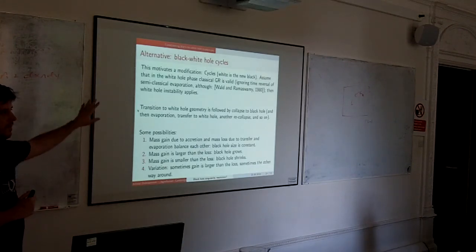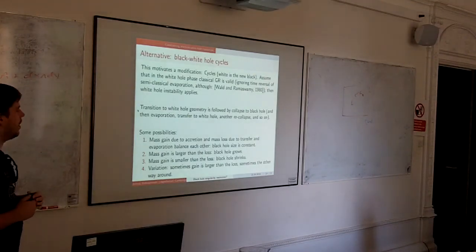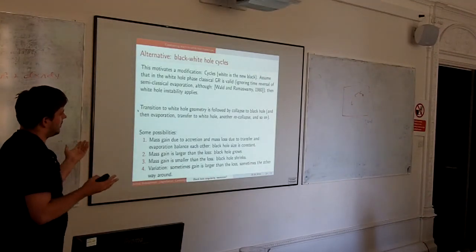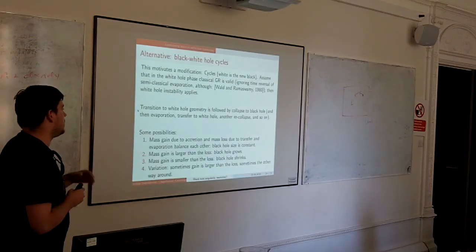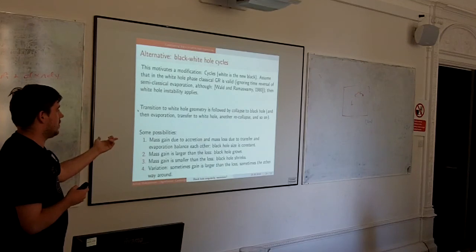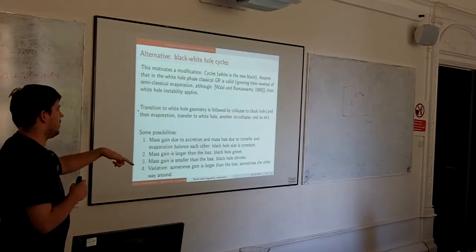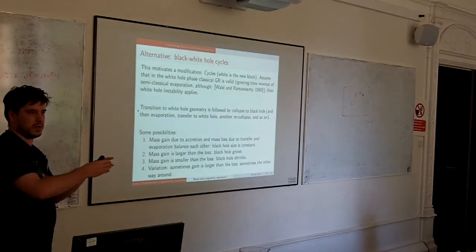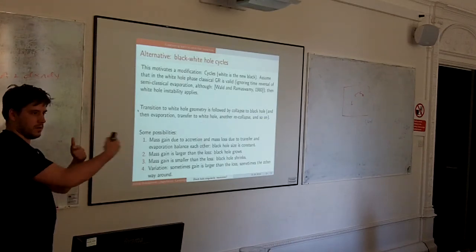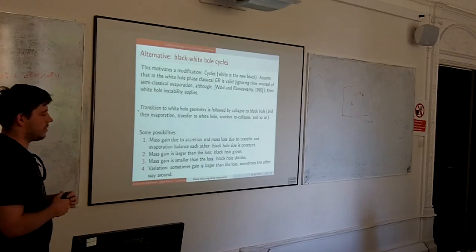So if you grant me the right to apply classical GR in the white hole phase, I could sort of tell you what are some possibilities of what the future evolution of the system looks like. So perhaps mass gain due to accretion and mass loss due to evaporation, and perhaps the transfer, which is all the matter which escapes from the black hole before the accretion becomes strong enough. They could balance each other, so then the black hole size is constant.